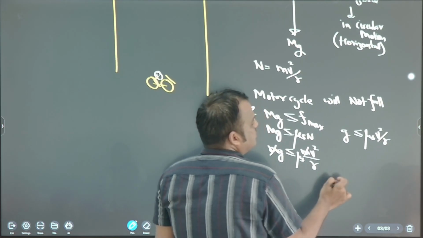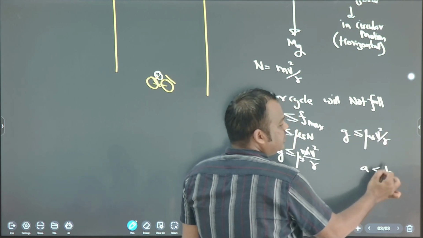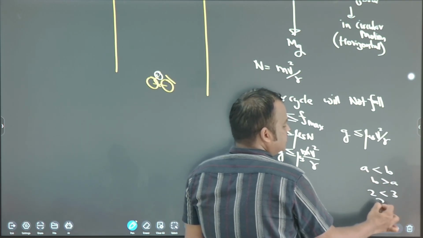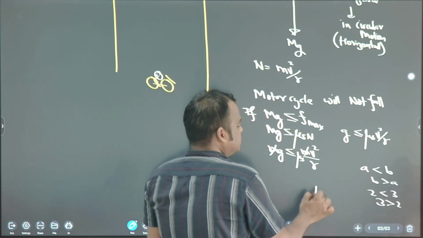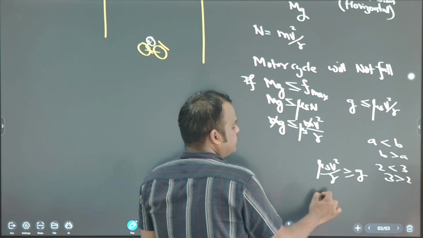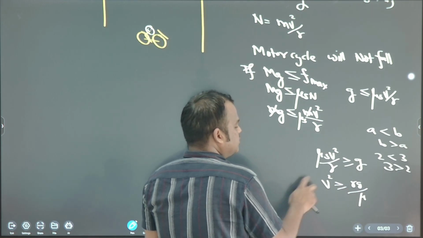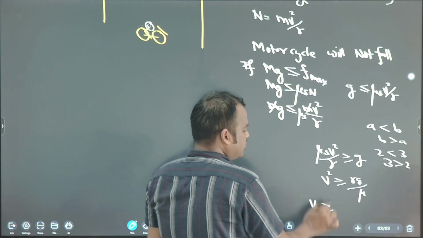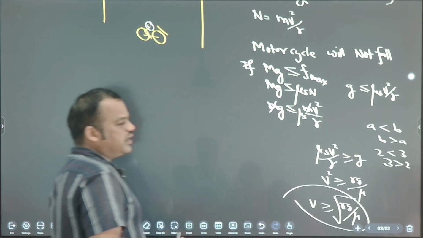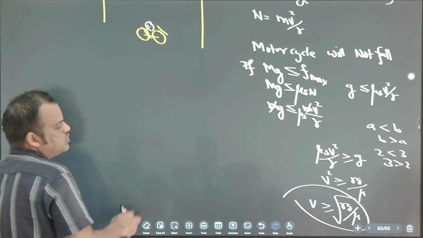So you write it like this, left side to right side. Like a is less than b, so b is greater than a. 2 is less than 3, so 3 is greater than 2. Like this I am doing here. So mu s v square by r is greater than or equal to g. So v square is greater than or equal to rg by mu. Understood? This is the formula. So v must be greater than or equal to square root of rg by mu. Note down.